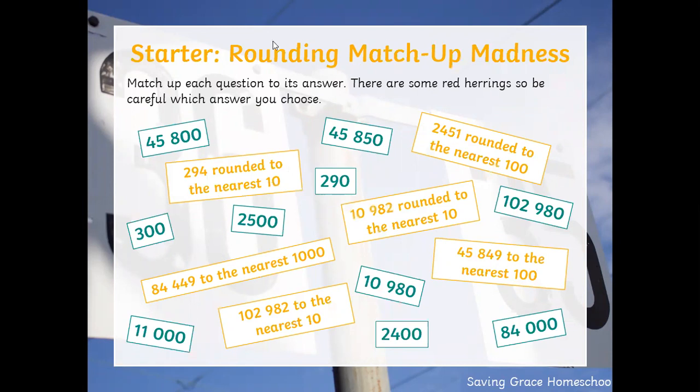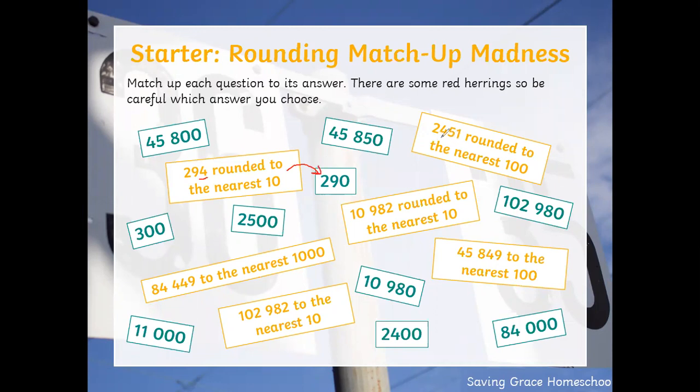They ask us 294 rounded to the nearest 10. If you round to the nearest 10, you are going to look at the 1 value. You want to know where 9 is going. It is higher than 5, therefore it will go up to 290. Okay, let's see the next question.